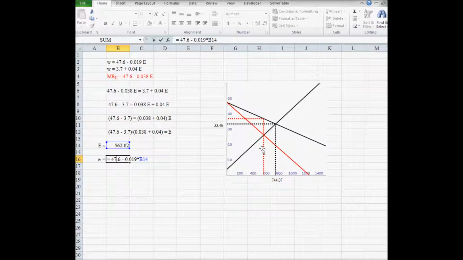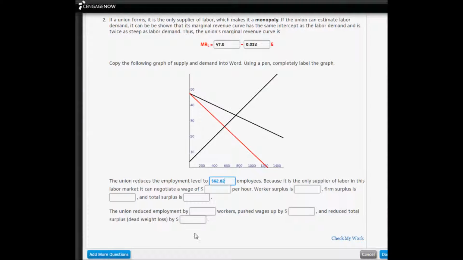At this level of employment, the labor union can charge up to the labor demand curve, which looks like the wage the union can get from the firm is between $30 and $40. So we plug the employment level we just found into the labor demand equation. We do that right here. And we get a union wage of $36.91. We're going to copy that and paste that into Cengage Now.